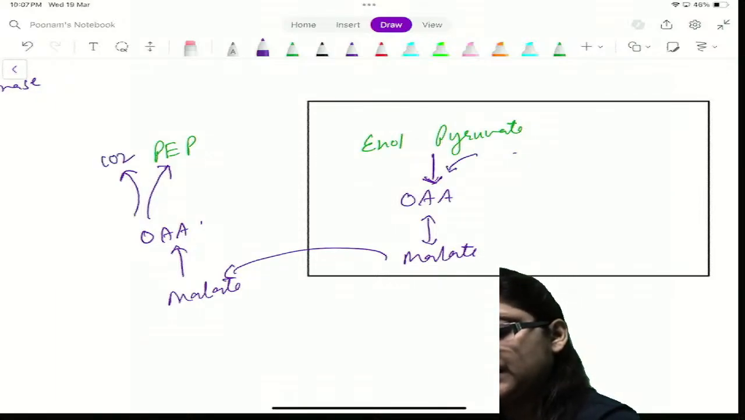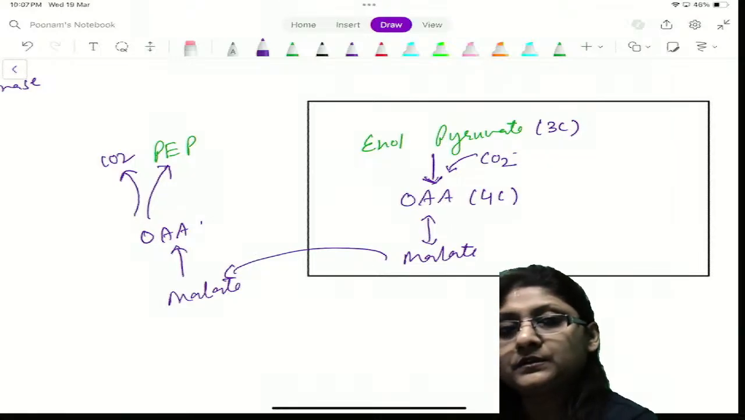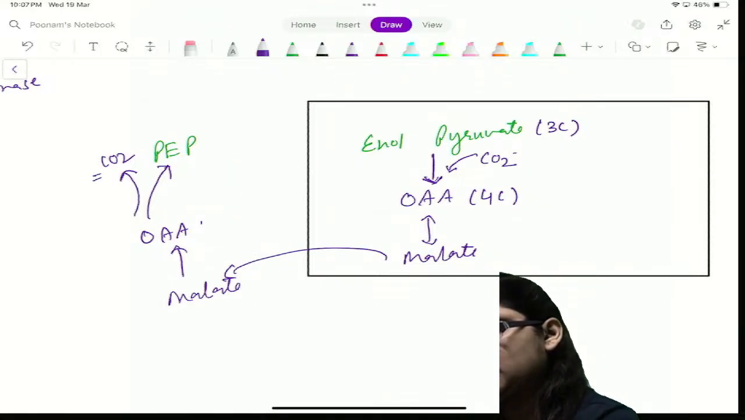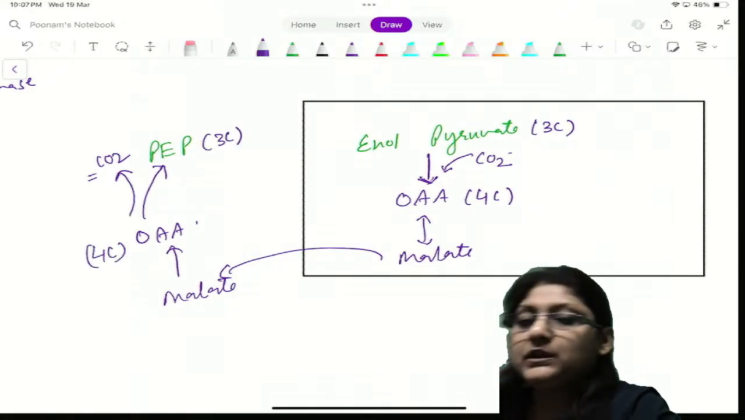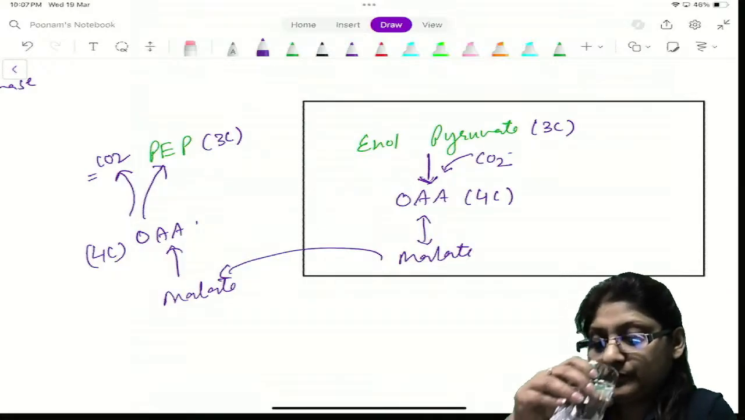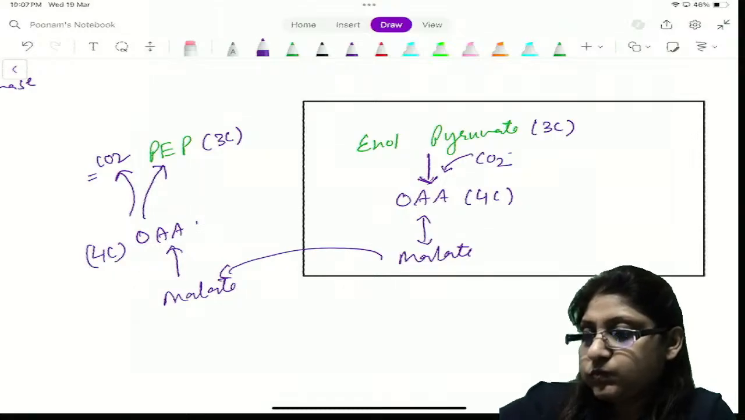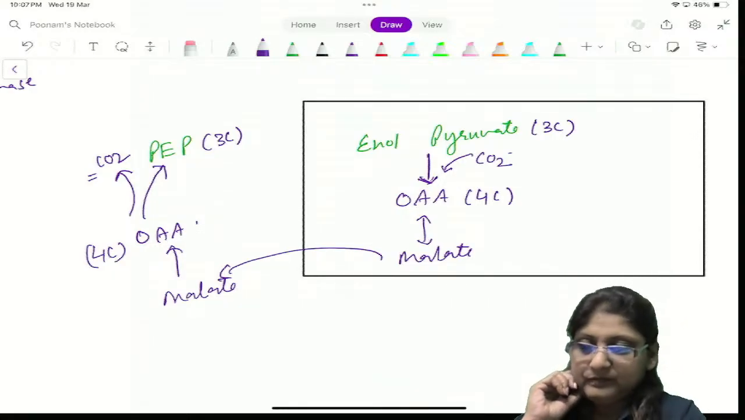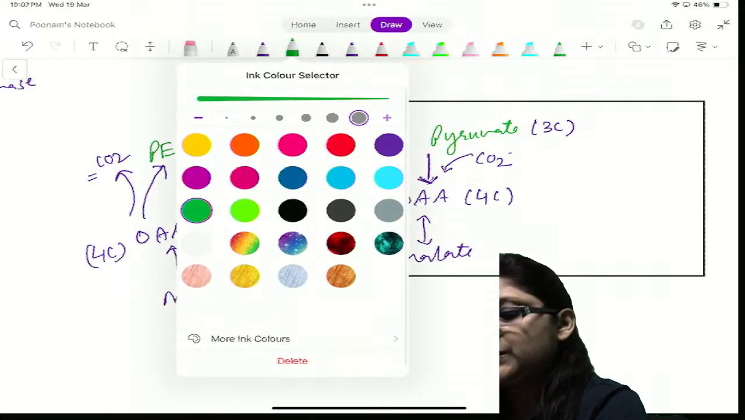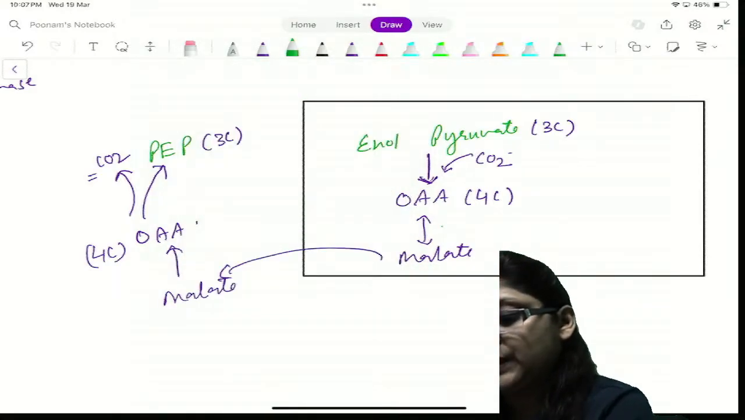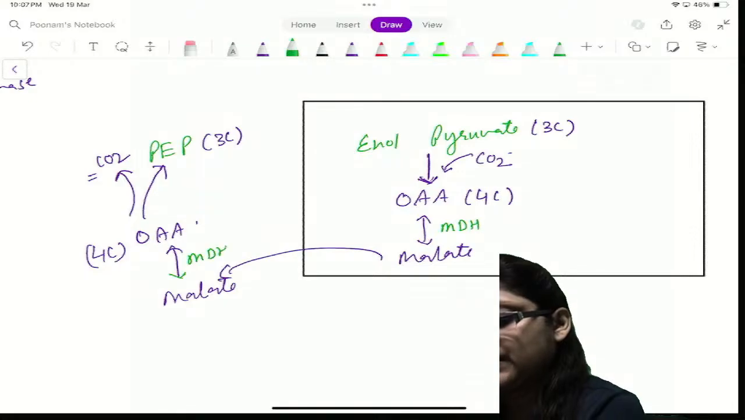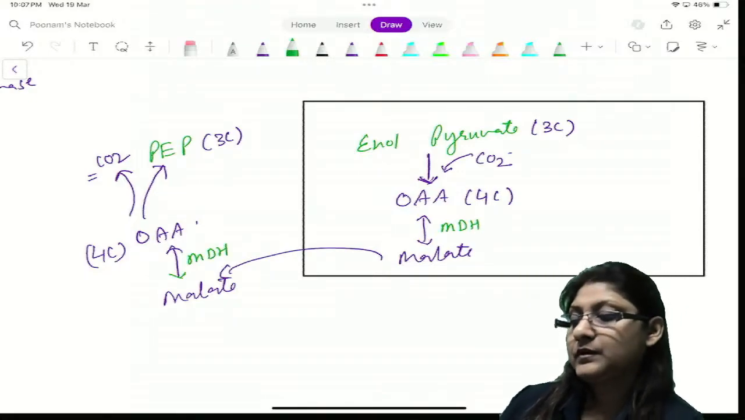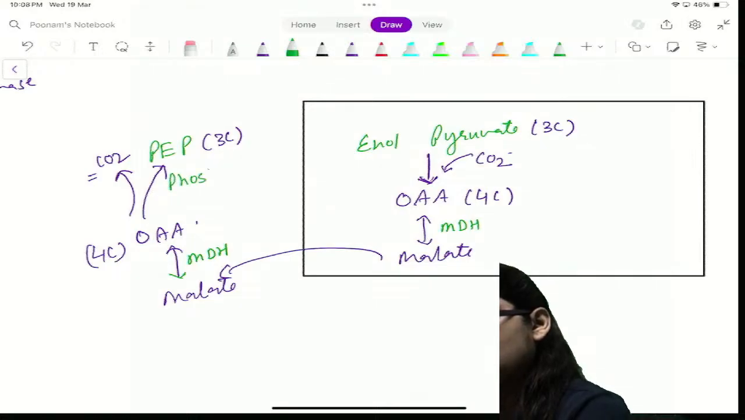There is a carboxylation at this point where 3-carbon pyruvate is converted to 4-carbon oxaloacetate, and then there is a decarboxylation at this point in the cytosol, which is converting 4-carbon oxaloacetate to 3-carbon phosphoenol pyruvate. The enzyme which is converting oxaloacetate to malate is malate dehydrogenase enzyme, and even in the cytosol you have cytosolic malate dehydrogenase enzyme.